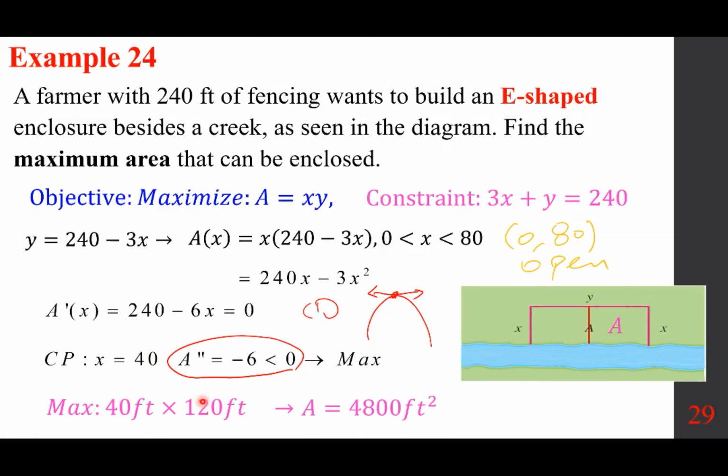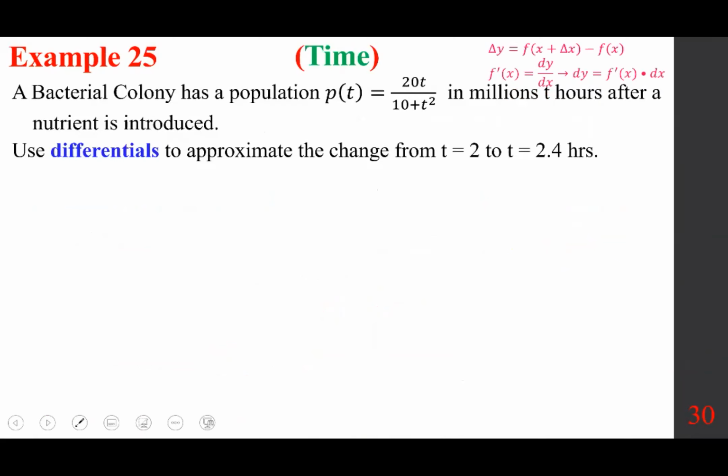I want to remind you of one more question we have done in the past. A bacterial colony has a population of P of t equals 20t over 10 plus t squared, in millions, t hours after a nutrient is introduced. Use differentials to approximate the change from t equals 2 to 2.4. And the concept is the same as previously, as far as the differential is concerned. The original t is 2, and we go up by 0.4. That means dt, or delta t, is 2.4 minus 2, or 0.4 hours.